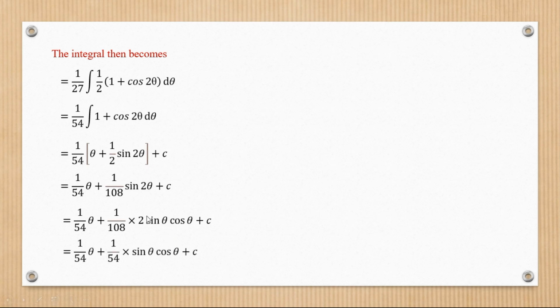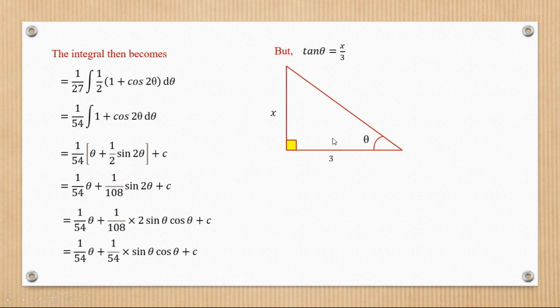But we know that this 2 and this shall reduce, and then we'll have 1 over 54 times sin theta cos theta. Now what we are left with next is to simply find the value of sine theta and the value of cos theta. We already know from this question that tan theta is equal to x over 3. Remember, tan theta represents opposite over adjacent. So that means our opposite is x, and the adjacent is equal to 3. So now from Pythagoras theorem, we can find the hypotenuse.